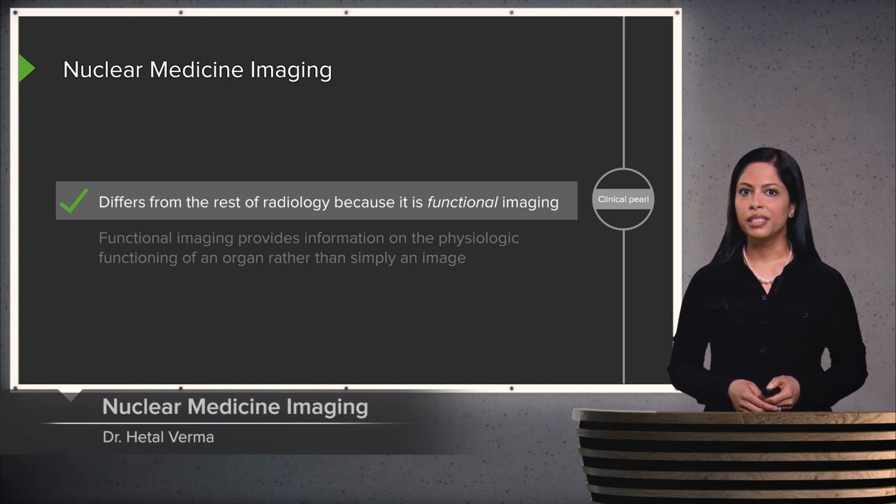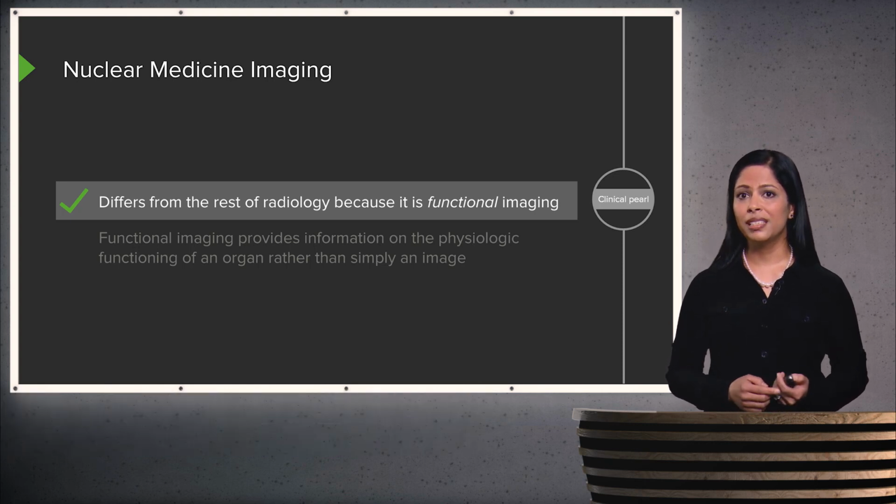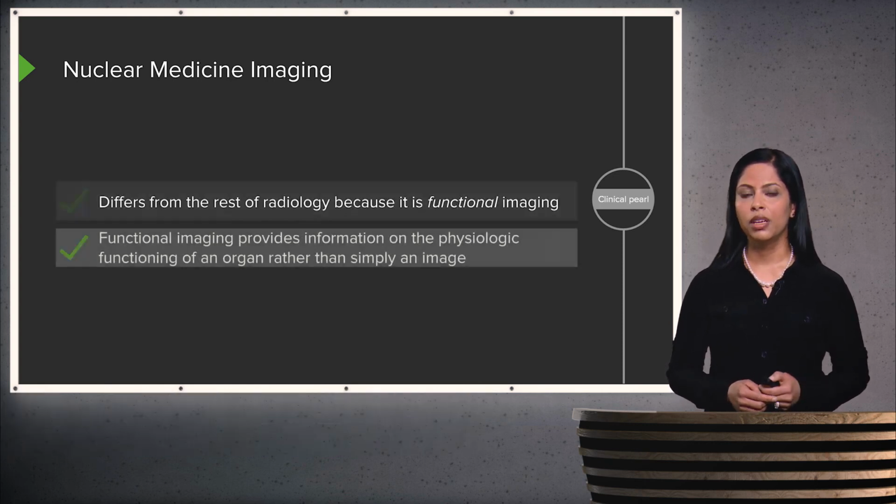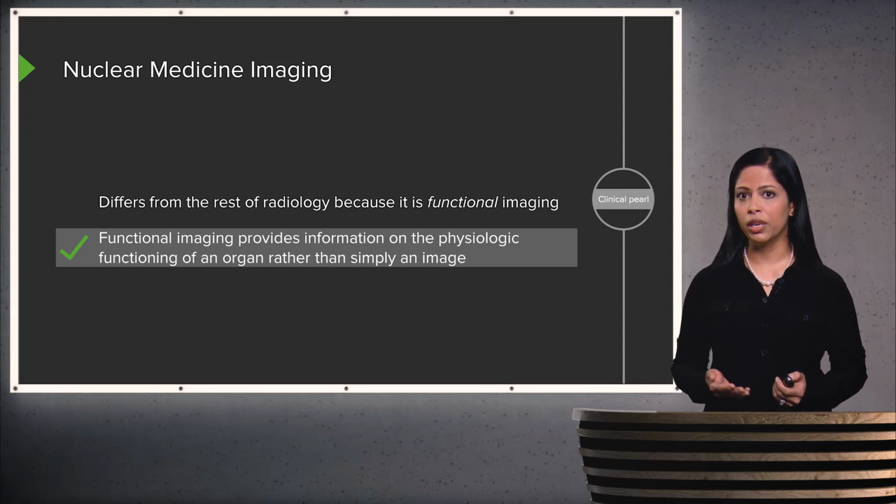So nuclear medicine is different from the rest of radiology because it's a type of functional imaging. What that means is that it provides information on the physiologic functioning of an organ rather than simply providing an anatomical image.